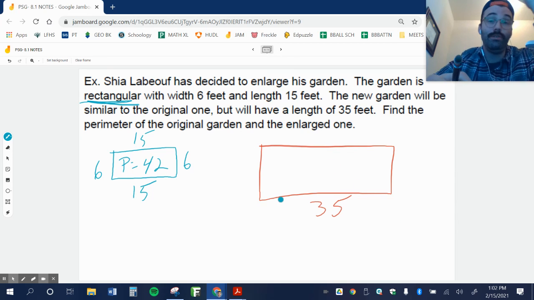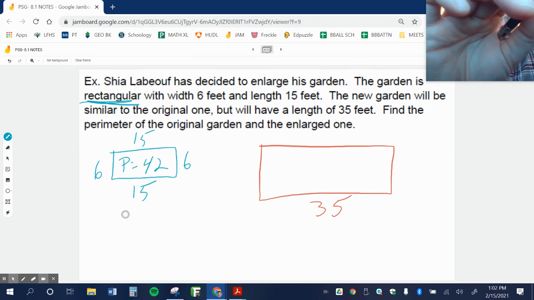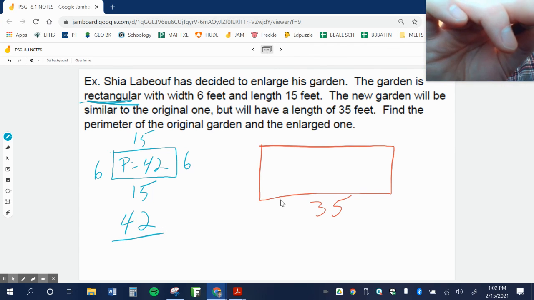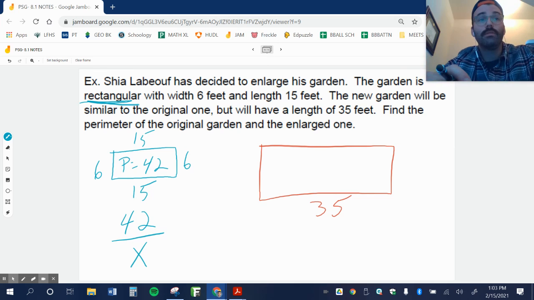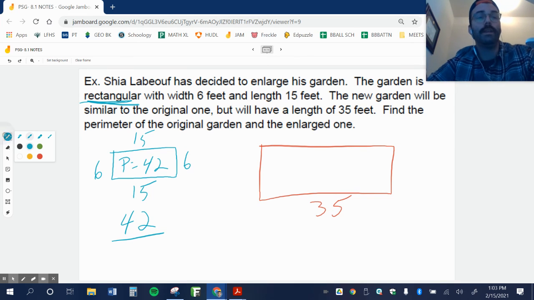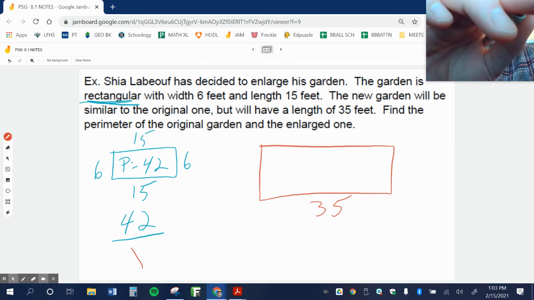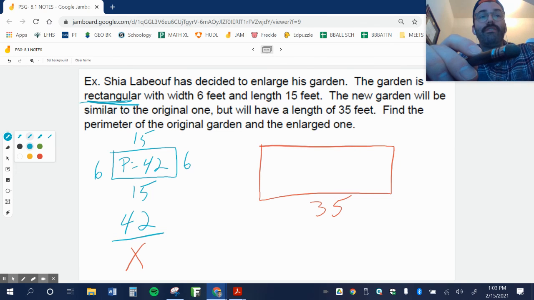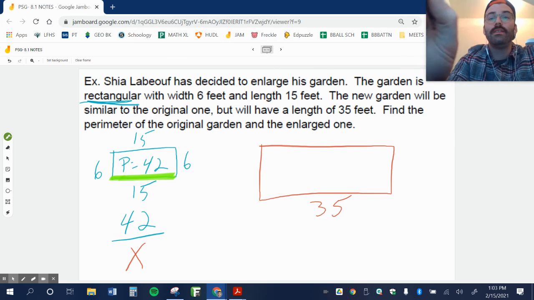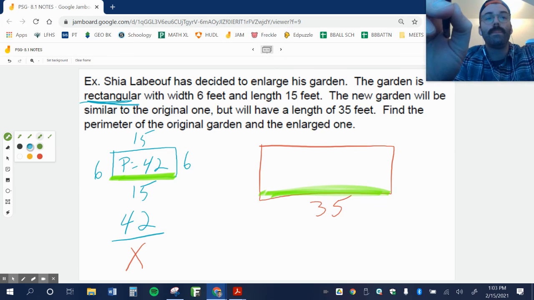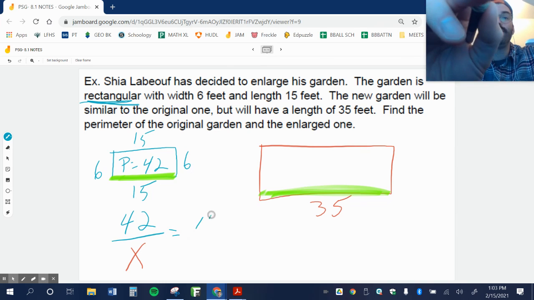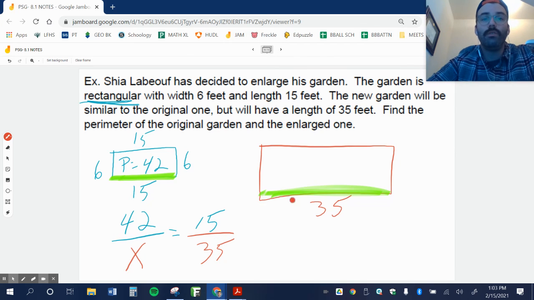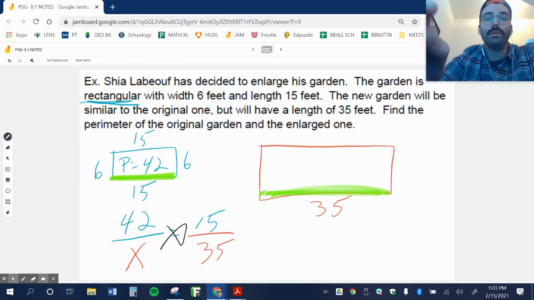Here, I don't know the perimeter of the new garden. That's what I'm trying to find. So automatically, I know I have a ratio of their perimeters, the old versus the new. The X should be red, I'll make that X red because it comes from my enlarged garden. I want to find two sides that are corresponding. The two corresponding sides are the 15 and the 35. So I'm going to go equals 15 over 35. 42 and the 15 go together. X and the 35 go together. Let's cross multiply and solve.